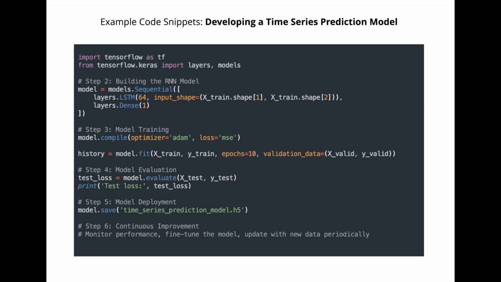This example demonstrates how to develop a time series prediction model using TensorFlow's Keras API. You can customize the model architecture, pre-processing techniques, and deployment strategy based on your specific requirements and dataset characteristics. Additionally, consider exploring advanced techniques like attention mechanisms and ensembling methods to further improve model performance.